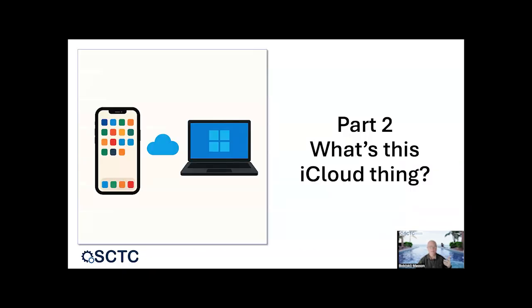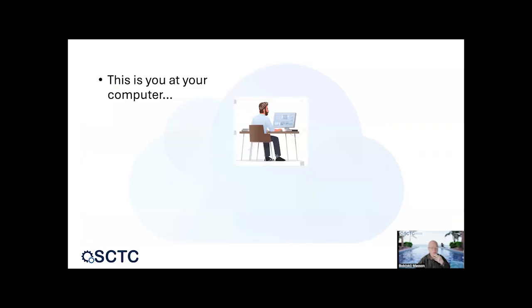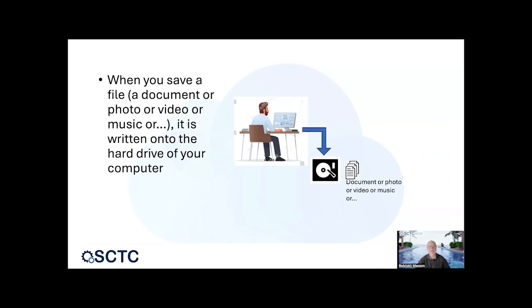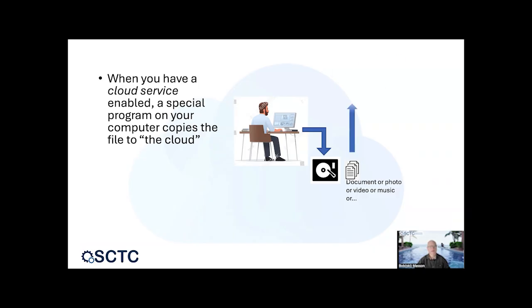So mainly we're going to use a cloud-based option. So let's talk about what this cloud thing is. So this is you at your computer, right? And when you save a file or a document or a photo, well, everything is a file. It's written onto the hard drive of your computer or your laptop or whatever. And when you have a cloud service enabled, like OneDrive or iCloud or Dropbox, there's a special program that's running on your computer that copies the file up to the cloud, like you can see here.